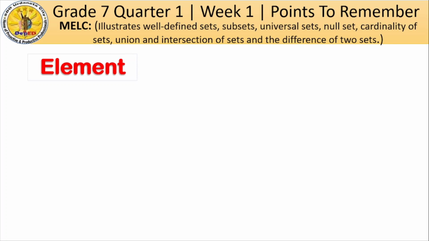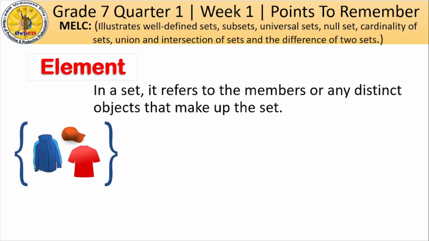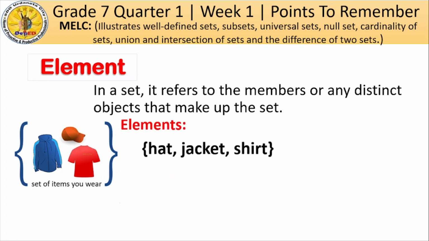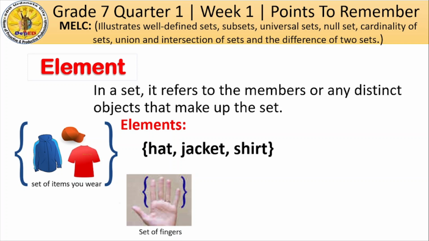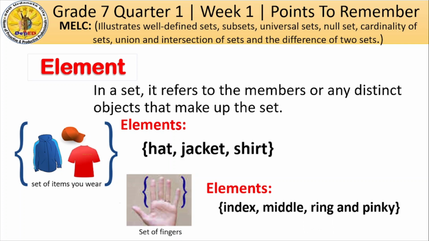Next, let us define the term element. In a set, it refers to the members or any distinct objects that make up the set. For instance, in this group of objects, we could say that this is a set of items that we wear, and in this set, the elements are hat, jacket, and shirt. Another example, in this figure, the set shows the set of fingers. Let us just look at the fingers that are enclosed in our bracket. The elements are index, middle, ring, and pinky.